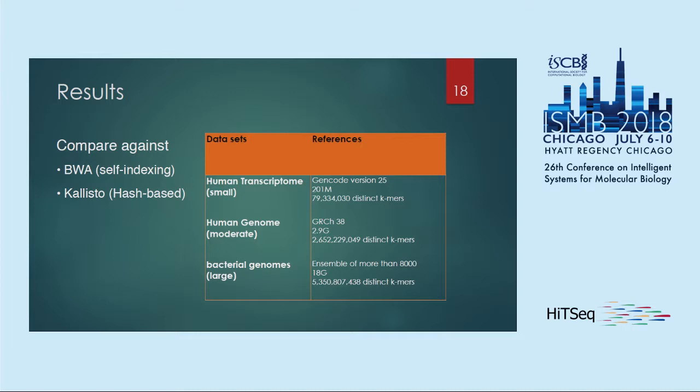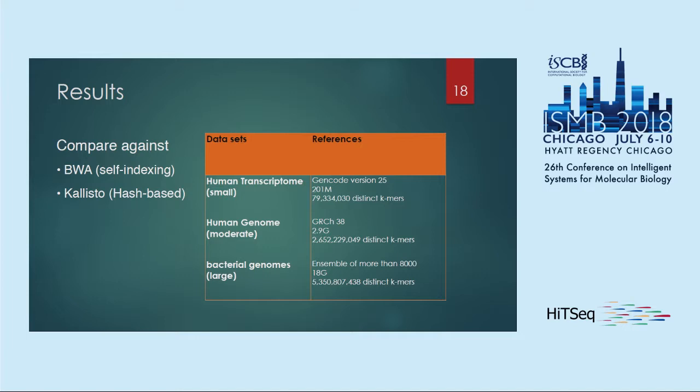So for the benchmarks, we compare our tool against BWA, selected from the self-indexing scheme of indices which are space efficient, and the Callisto index, which is from the hash-based indices, which are time efficient at query time. We run our benchmarks on 3 data sets: small, which is the human transcriptome. All the indices should be able to manage this in a short time and small space.